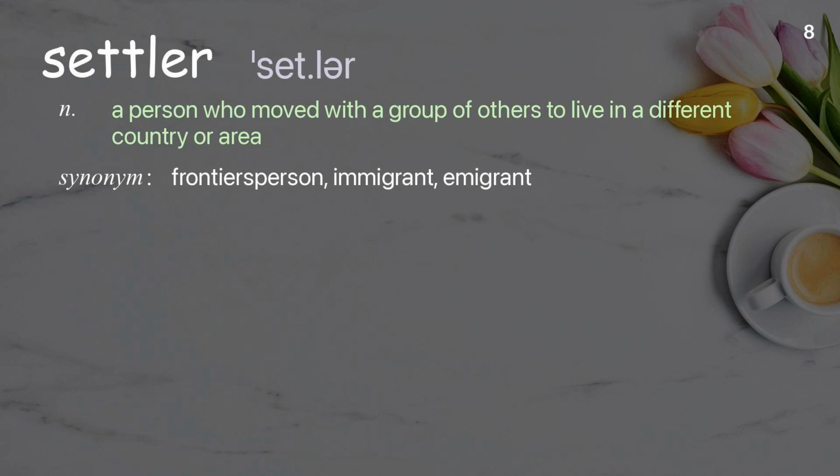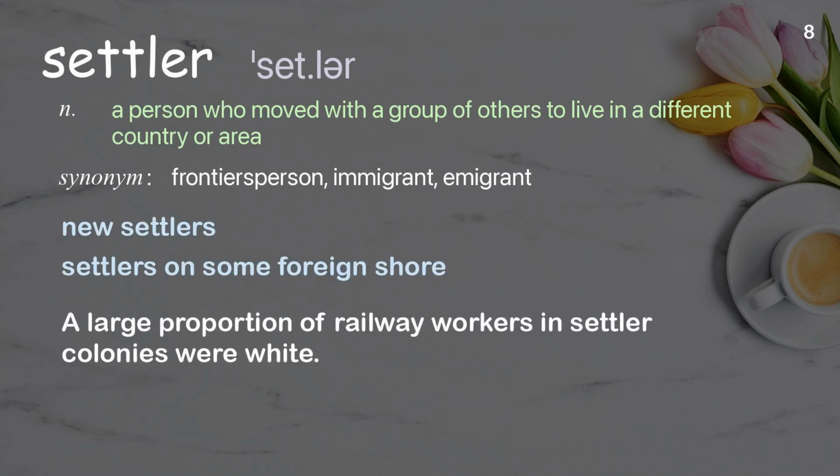Settler. A person who moved with a group of others to live in a different country or area. Examples. New settlers. Settlers on some foreign shore. A large proportion of railway workers in settler colonies were white.